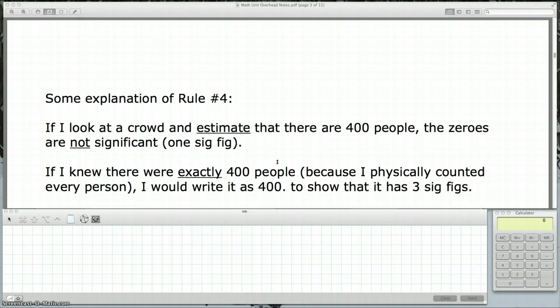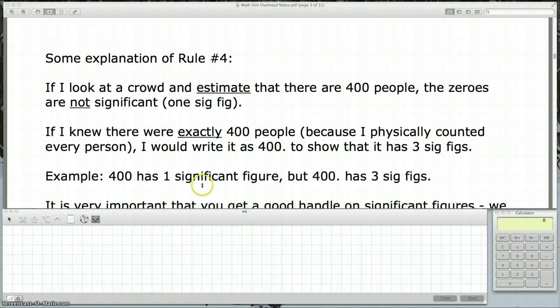Now, if I sat there and I counted every single person in the pep fest, and there were exactly 400 people, I would write that differently. I would write that 400 with the decimal point. That shows everybody that I know it's exactly 400. It's not 399. It's not 406. It's exactly 400. That's what that dot tells everybody.